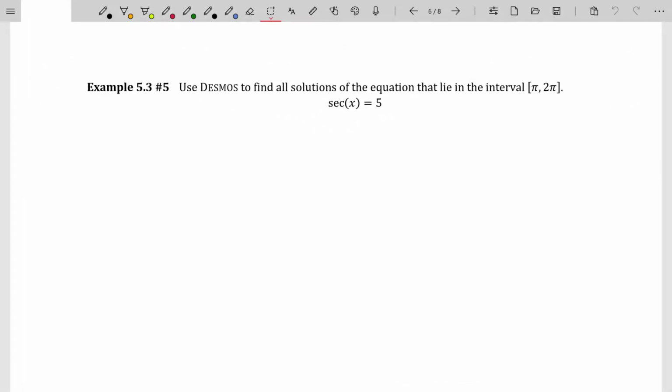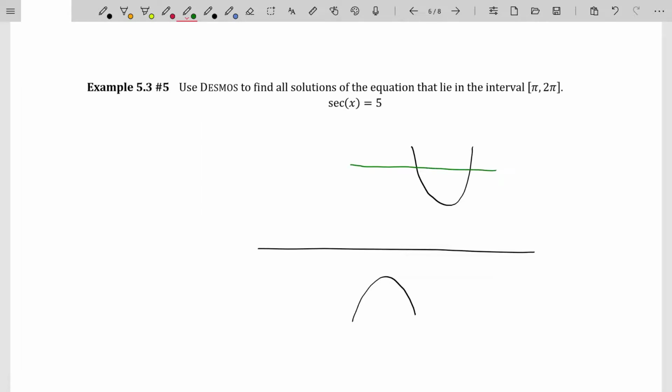Now I'm just going to draw out how we're going to do this. We'll have some type of secant curve. It might look like this, it might look like that, whatever. And what we're going to do is draw the line y equals 5. We want to know, when do those curves intersect? That's really what we're going to do. So let's see how that works.